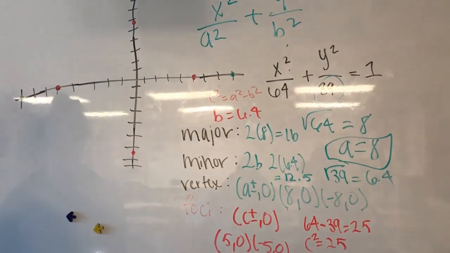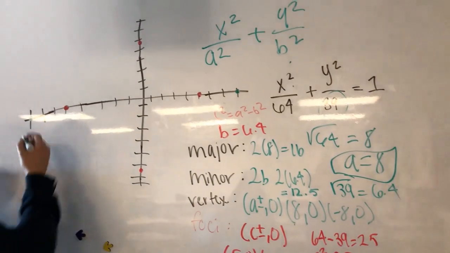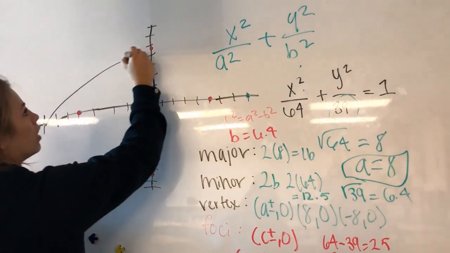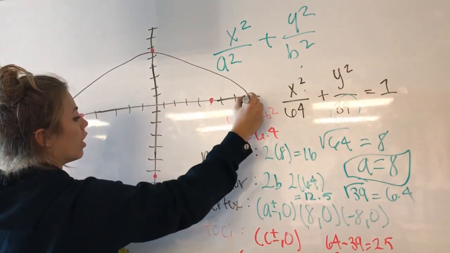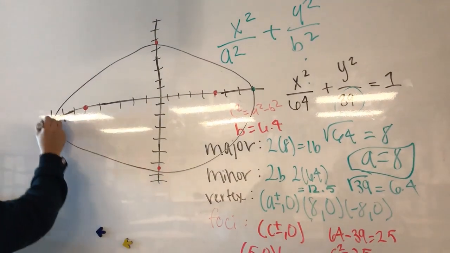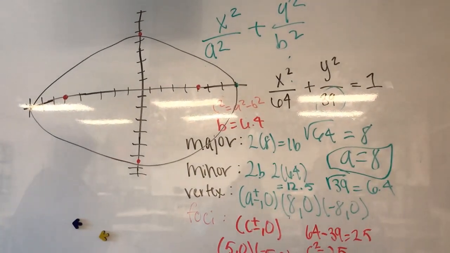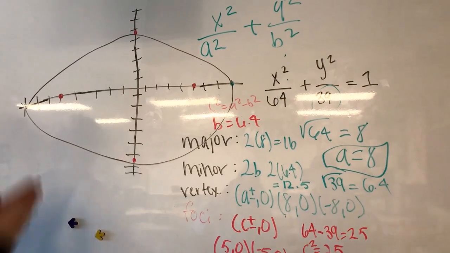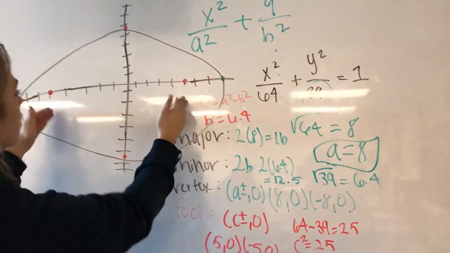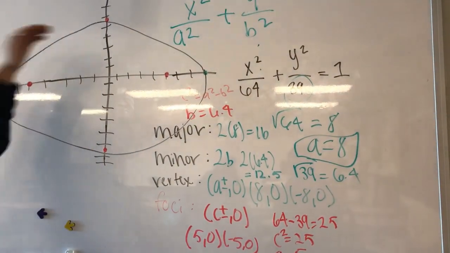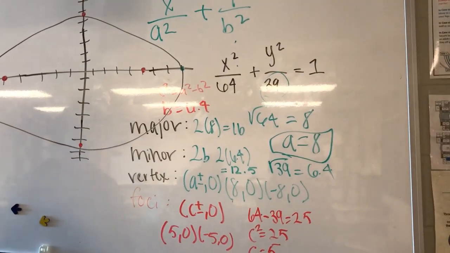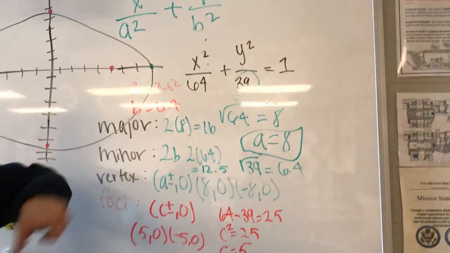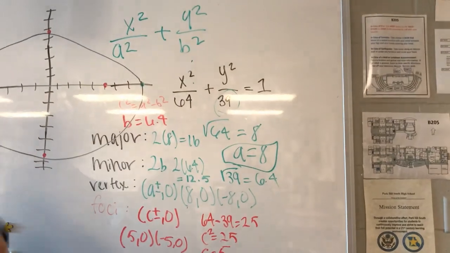Now let's draw our oval. Alright, and there's our oval. It looks good. We know that its big part is on the x-axis and its little part is on the y. You can also tell with your numbers. And that's how you graph when given the standard equation.